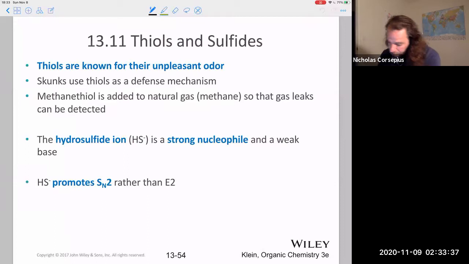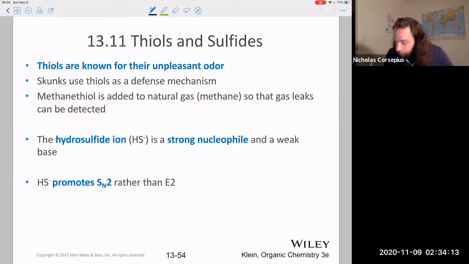Thiols in general are known for having an unpleasant odor. A skunk's defense mechanism is thiols. If you've ever eaten asparagus, you have the rather smelly incident afterwards. That's also sulfur-containing compounds. Garlic's got a lot of sulfur-containing compounds as its active ingredients. They tend to have, maybe not unpleasant, garlic smells great, but strong odors, though. The sulfur-containing compounds tend to have stronger odors.